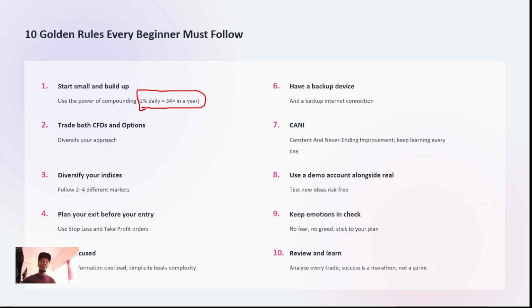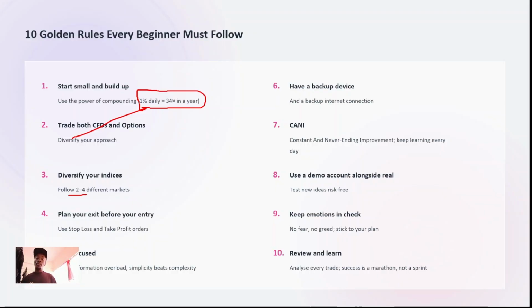You can also diversify your indices, as I had already talked about. You should have at least 2 to 4 different markets, and I would recommend you stick to two. You trade this, and if it's not good, you switch to the other one. If you don't have a setup on the first instrument, you can switch to the second instrument.